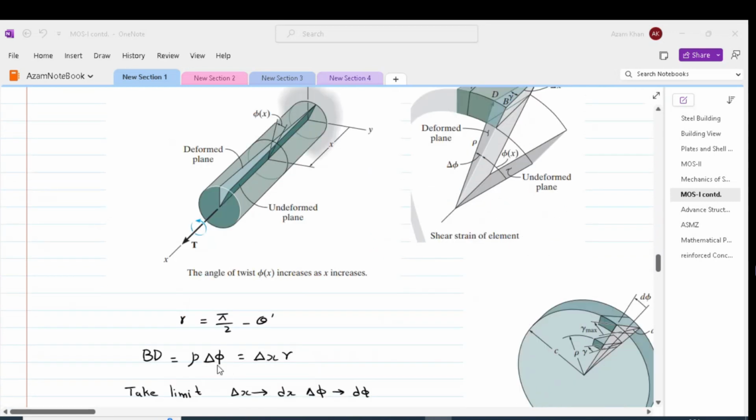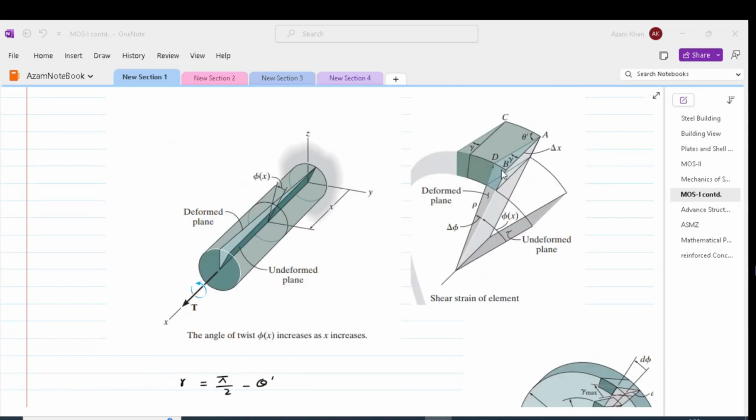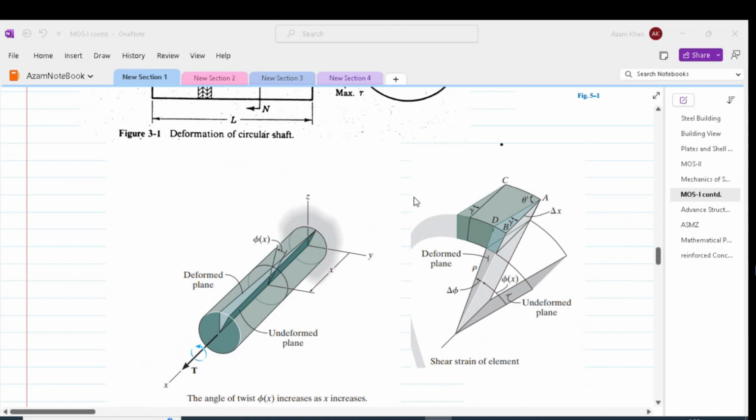Please remember, delta phi is the angle of the twist. Therefore, BD in the transverse direction is rho d delta phi, whereas BD in the longitudinal direction is equal to gamma delta x, where delta x is the length of our element. Delta x is along the x-axis as shown over here.